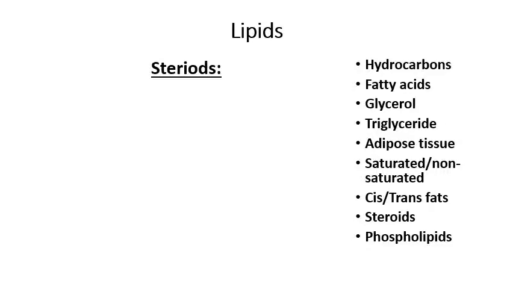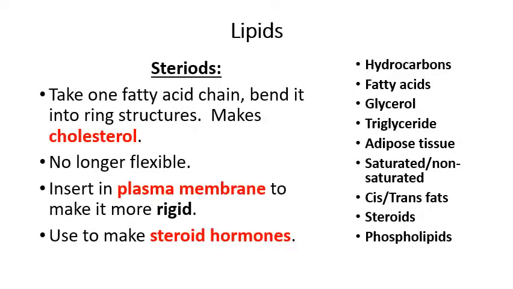All right, now steroids. There is a chemical compound called a steroid, which is a hydrocarbon structure. Basically, all you do is you take a fatty acid, and instead of attaching it to glycerol, instead of leaving it as an aliphatic chain of hydrocarbon, you bend it into a ring structure. Okay, so you take one of the fatty acid chains and you bend it into a ring structure, and you make something called cholesterol. Cholesterol, because it's a ring structure, is not flexible the way a fatty acid is.